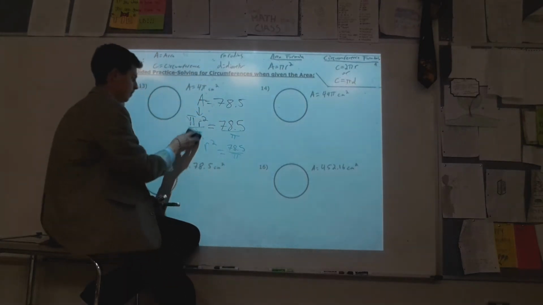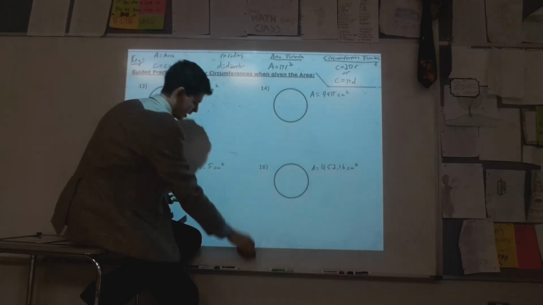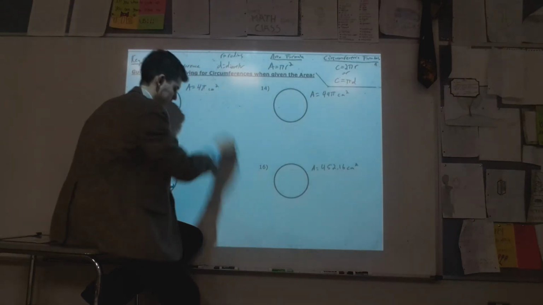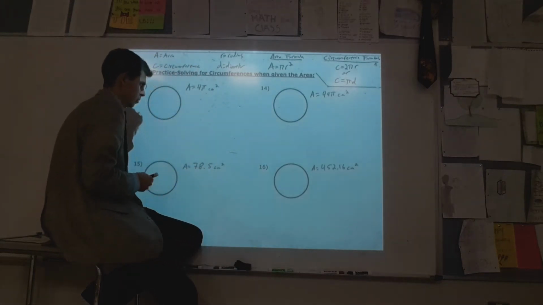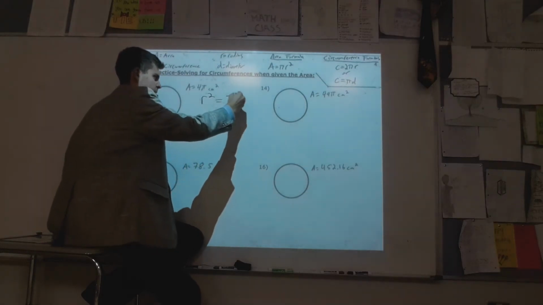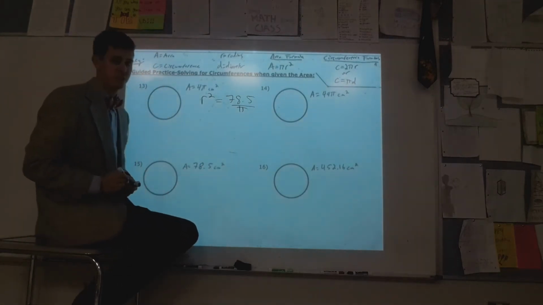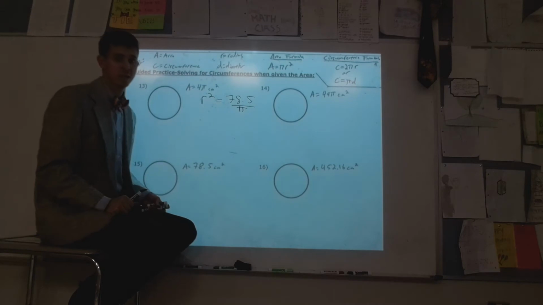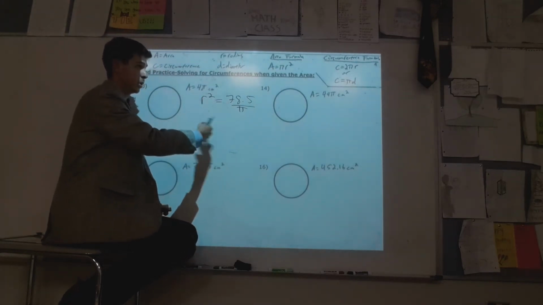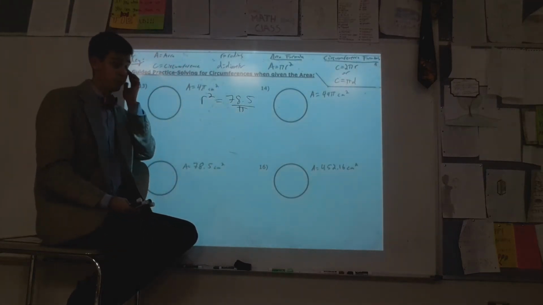Now here's the key. I'm going to erase this and write this up. So we've got r squared is equal to 78.5 divided by pi. This division is going to be a nightmare. It's going to take you forever. It's basically how many times 314 goes into 7,850. It's going to be very frustrating.